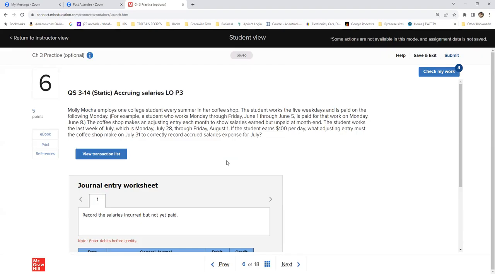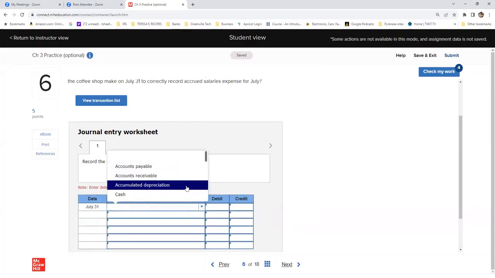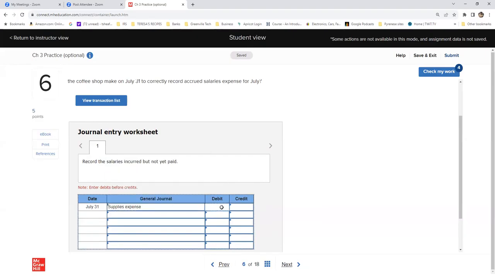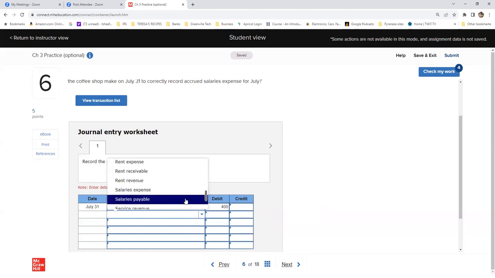Okay, so we're going to debit salary expense, $400. And we're going to credit salaries payable. We haven't paid her yet. $400.